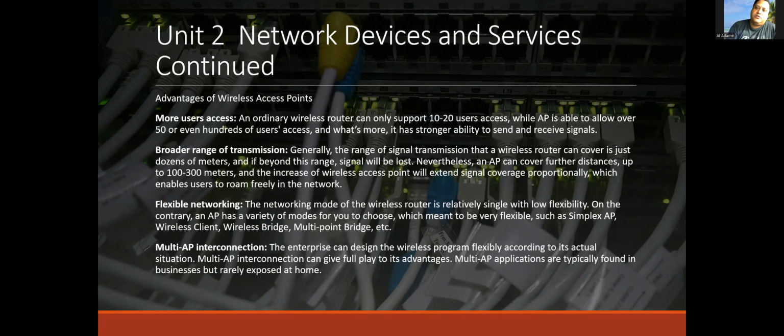Nevertheless, an AP can cover distances up to 100 or 300 meters. That's a pretty good amount of range. And the increase in wireless access points will extend signal coverage proportionally, which enables users to roam freely in the network. So you can go from one end of the building to another.